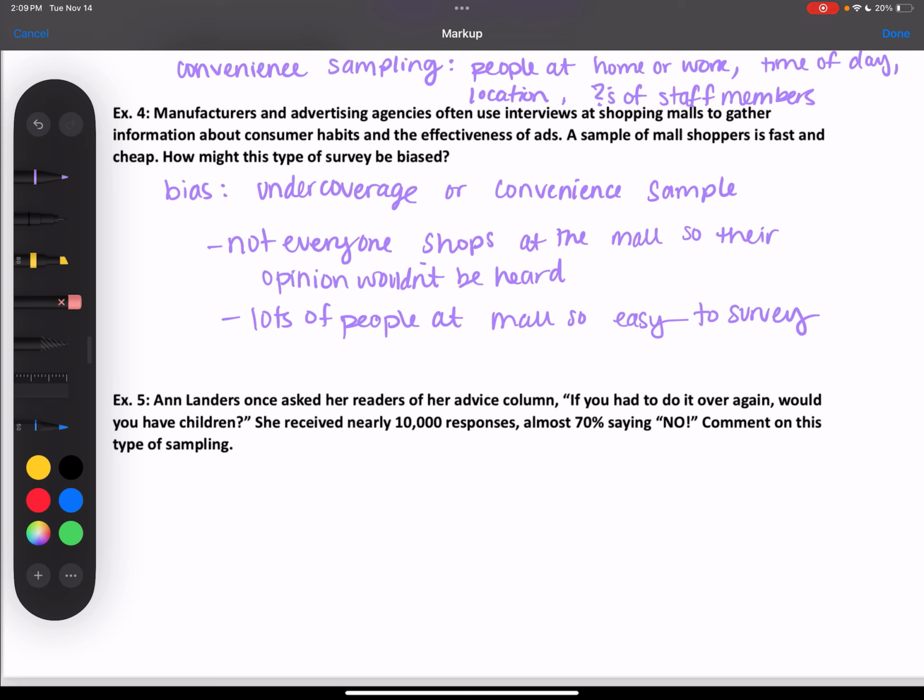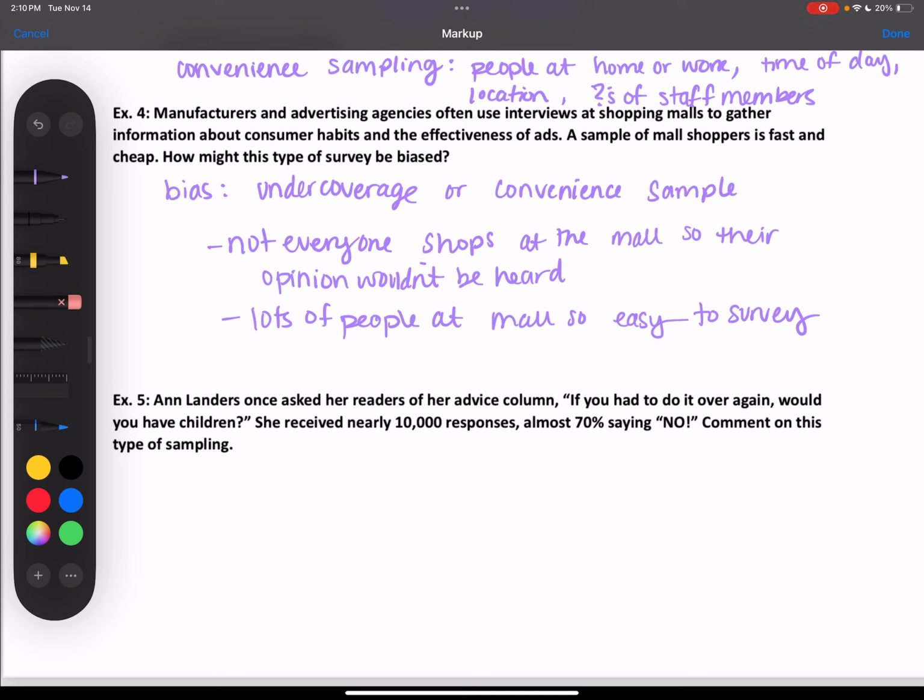Dang, 70% said no. Okay, well, I would say that's non-response. It's not the bias, it's the type of sampling. But it's still biased. Is this non-response? Yeah, because the people who respond are different from those who don't. Is this also response bias? Is she asking it in a weird way? I swear it's not response bias. If you had to do it over again, would you have children? That's still a yes or no question, so I feel like it would probably be okay.